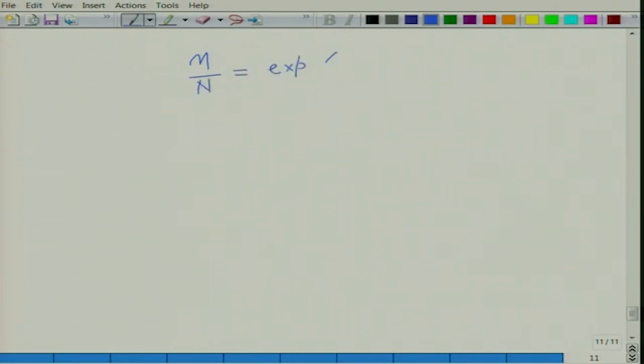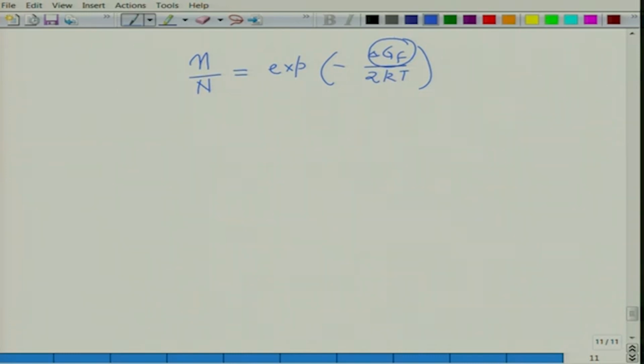If we make that approximation, then we can work out this as small n divided by capital N, which is equal to exponential of minus delta Gf divided by 2 kT. So this is what it works out to: there is an equilibrium vacancy concentration which is proportional to exponential of minus delta Gf.